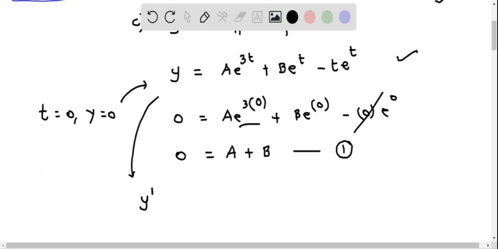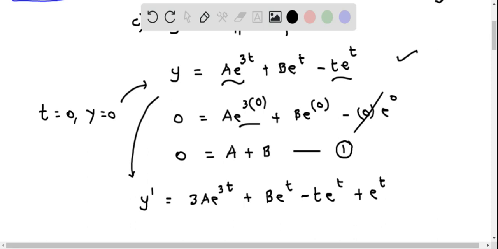So we will have y prime, and this equals the derivative of a e power 3t, which is 3a e power 3t using the chain rule. And the derivative of b e power t is b e power t. And let's find the derivative of the last term. We have to use the product rule here. So it is negative t e power t, and then we put plus e power t times the derivative of negative t, which is negative 1. And so this basically is negative e power t. I'm going to replace this as negative e power t.